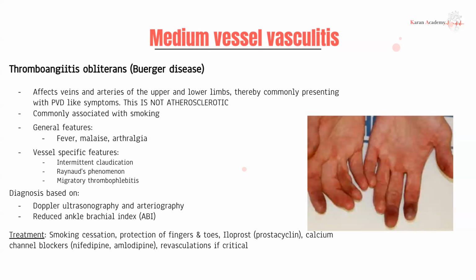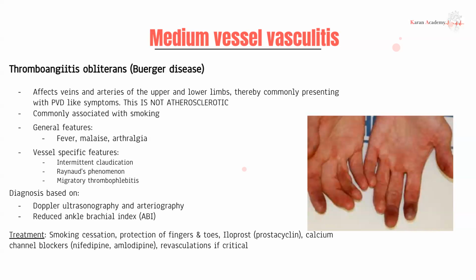The general features are the same. Also to note, it is very highly associated with smoking. Vessel-specific features, so intermittent claudication, Raynaud's phenomenon, and a migratory thrombophlebitis. So thrombophlebitis is inflammation of the blood vessels and the veins, and it's often migratory in terms of it can be in one place and then move alongside, which is not seen in many other things.